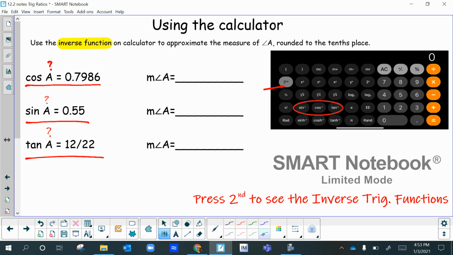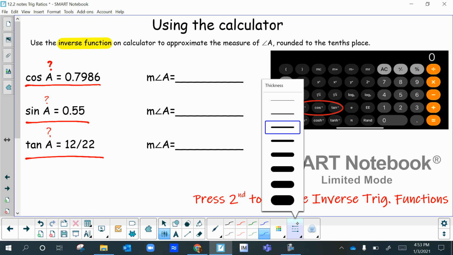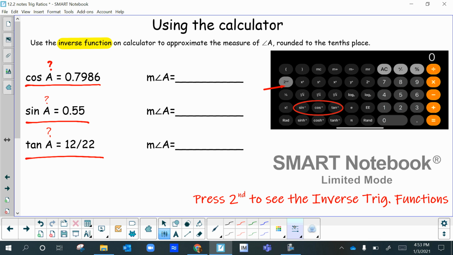So for instance, for this first one over here, we have cosine of A equals 0.7986. So what you want to punch in the calculator is you want to press cosine inverse of 0.7986 and then just hit equals, okay? So you want to do that. Now, the reason is, think about it, and I'm going to show you just once, but we're not going to do this every time.